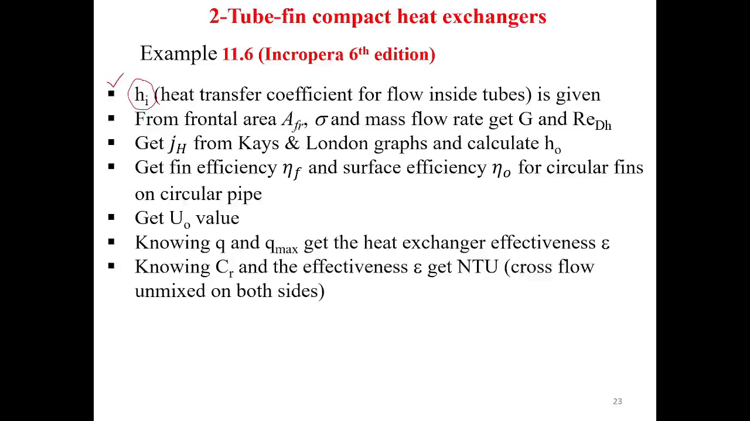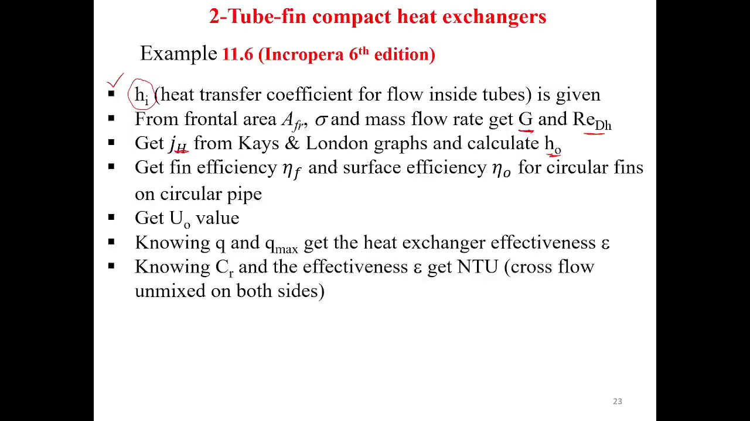Since the frontal area is known, sigma is going to be found from the surface that we are given, we can calculate G, and we can also calculate the Reynolds number, from which we can get JH from the indicated figure for that surface, and also we can get H0. So this is the first requirement from this example, to find the heat transfer coefficient H0. The basic idea is to get G and the Reynolds number, go to the figure for the same surface in this example, get J, and from J you can get H0.